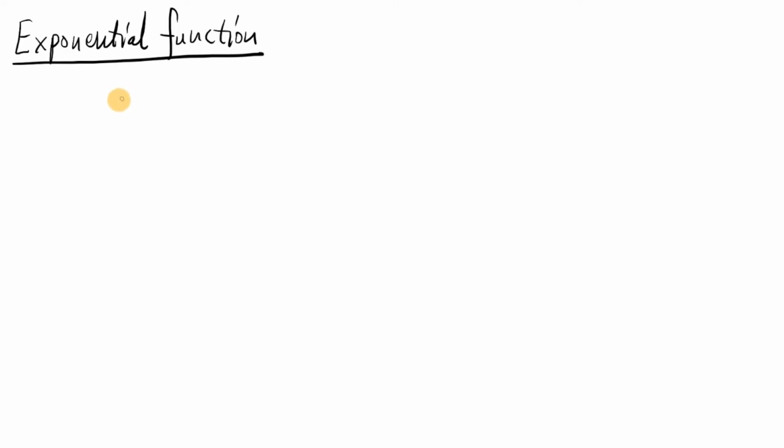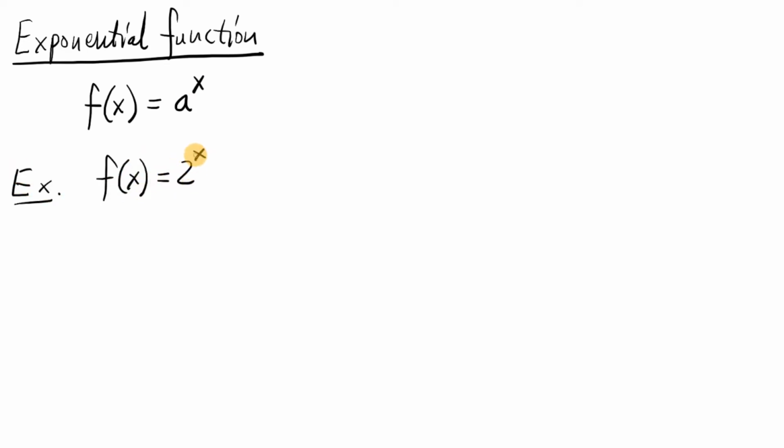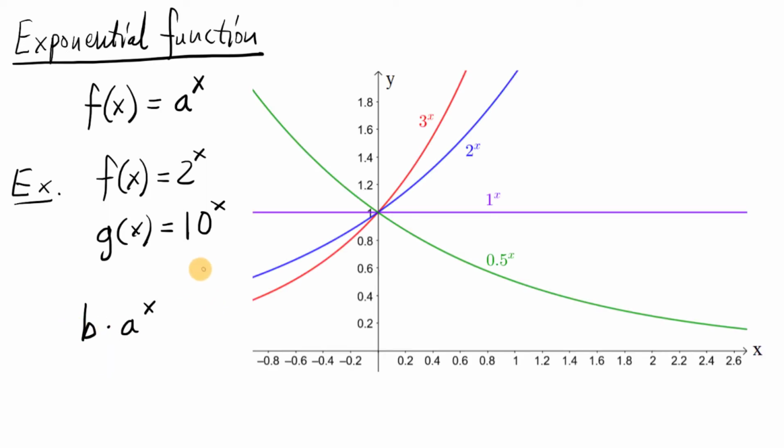Then we have exponential functions, and that's a function in this form: a constant raised to the power of x, where x is a variable. For example, f of x equals 2 to the power of x, or 10 to the power of x. Note that we will also call a function with a constant in front an exponential function. Here we have some examples of exponential functions, for different values of a. When a is larger than 1, it will be steeper and steeper. For a equal to 1, we're horizontal. And when a is smaller than 1, it will decrease.